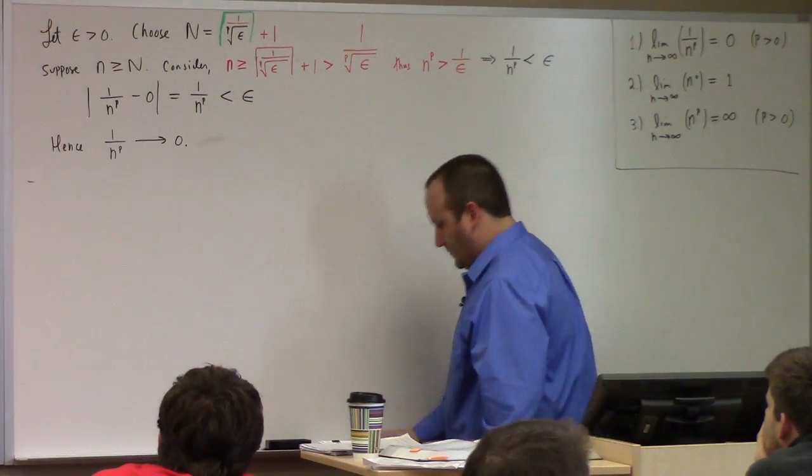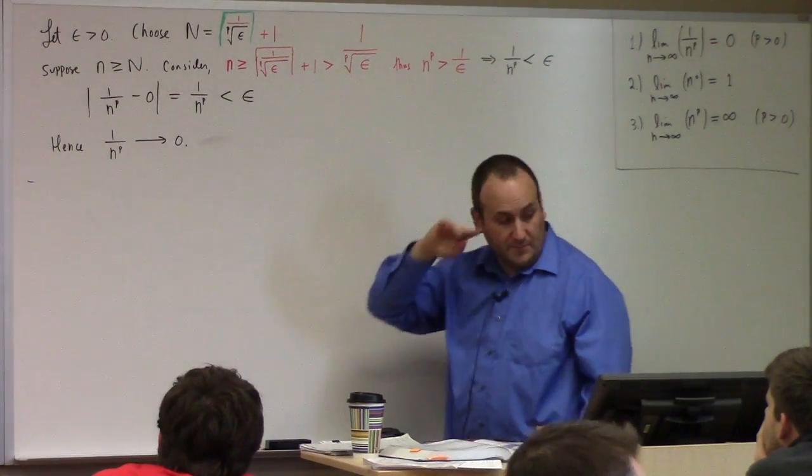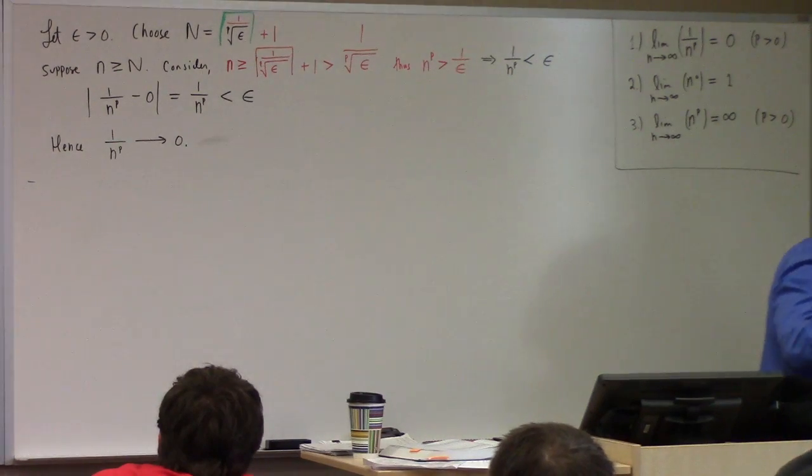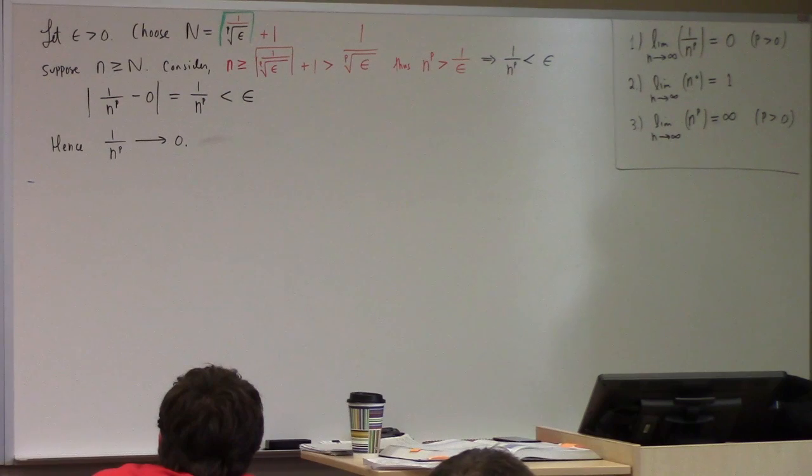All right, proof. Let epsilon be greater than 0. Choose n, or you might call it k if you follow the book.